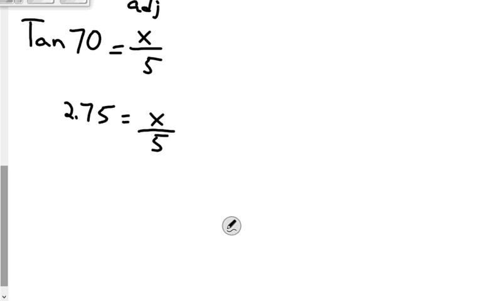Equals x over 5. Now, I'm trying to solve for x, right? x over 5 is like me saying x divided by 5, right? 2.75. 3.5 times 2. Bingo. Okay, Shannon says what you do is you multiply both sides by 5. Why do I multiply both sides by 5, Shannon? Right, it's the opposite, right? If you do the opposite of the operation, they cancel each other out, right?